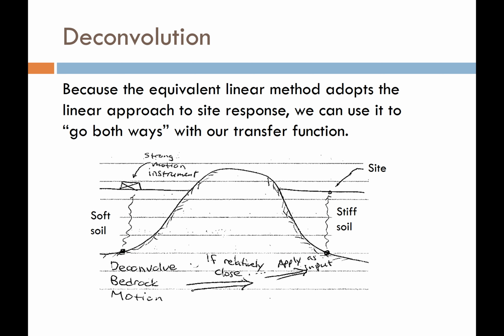Essentially, we talked about the advantage of linear approaches is that you can go both ways. You can go up and you can go down. So a lot of researchers for a lot of years used deconvolution because we had a lot of recorded ground motions on soil, but we don't necessarily have a lot of recorded ground motions down at the bottom of the soil on the rock. That's really hard, if not impossible, to do.